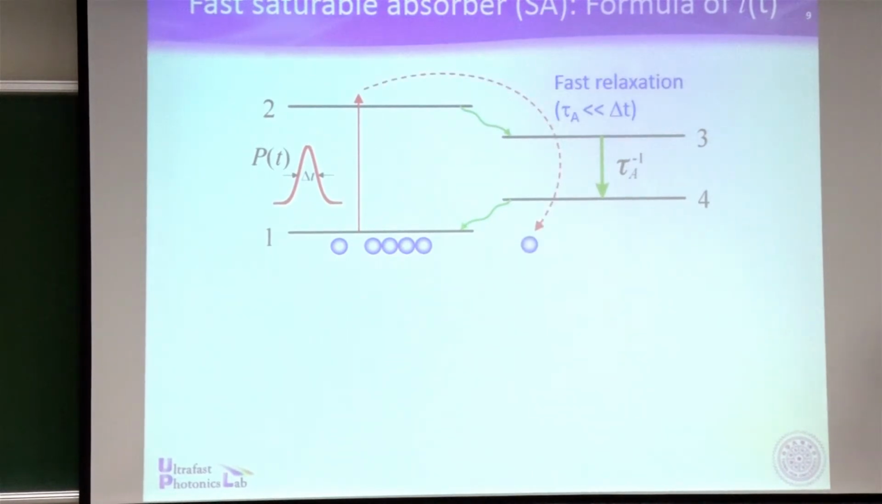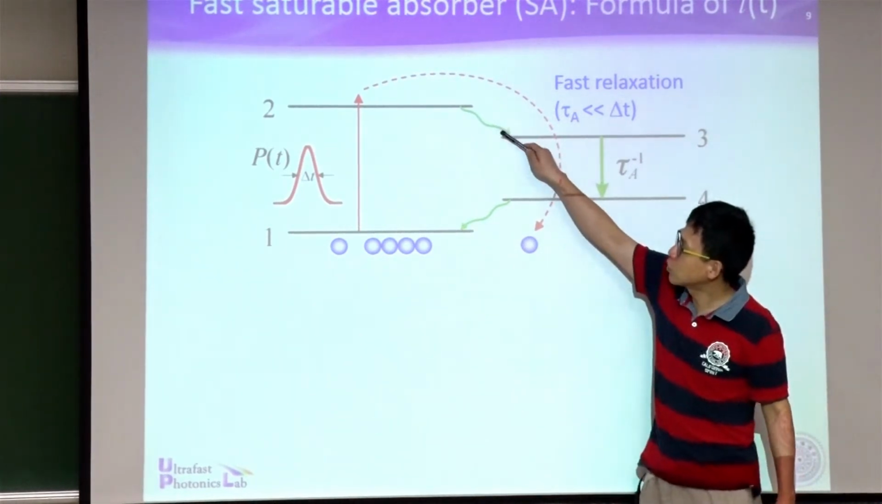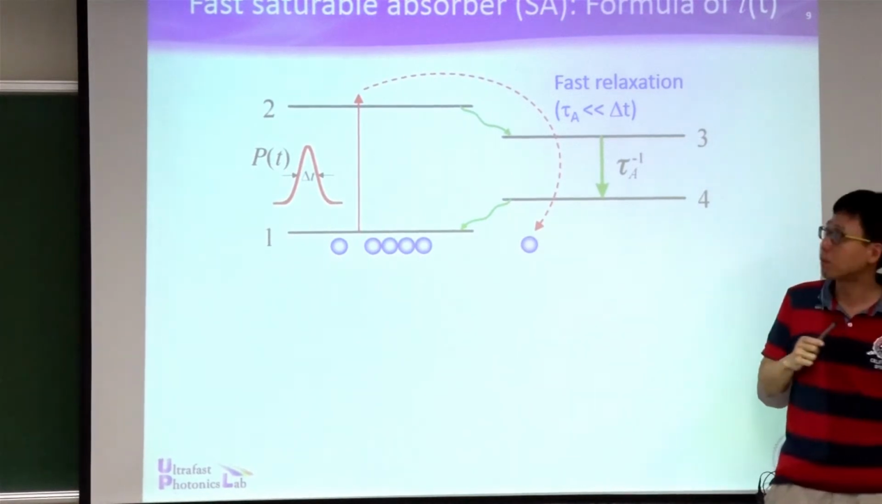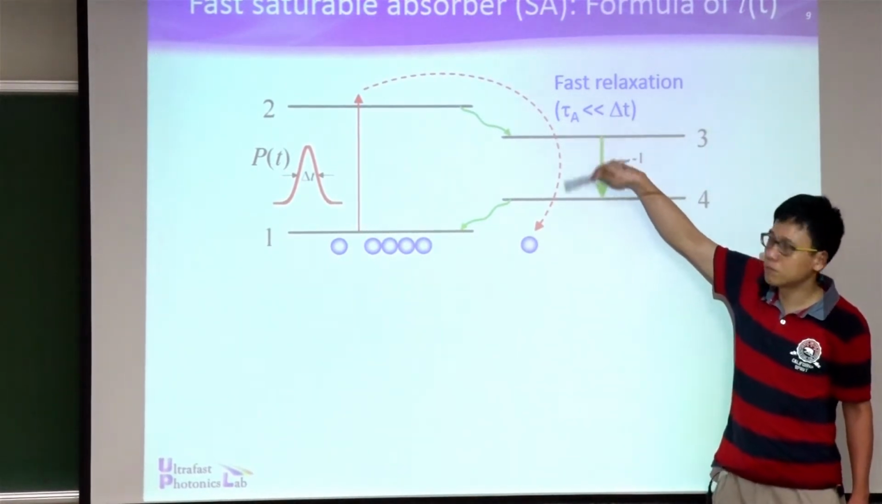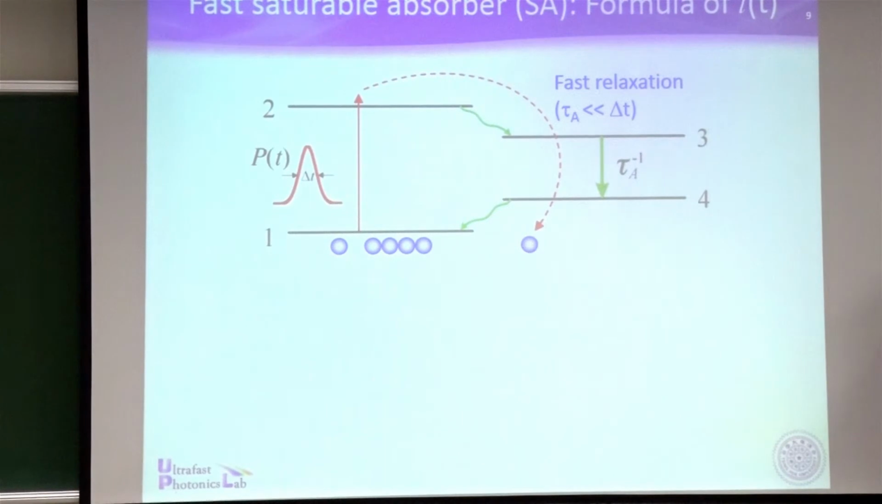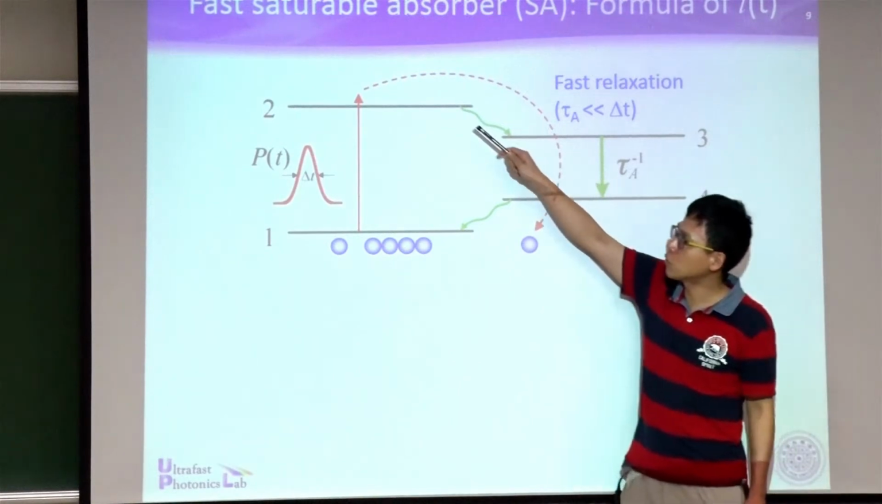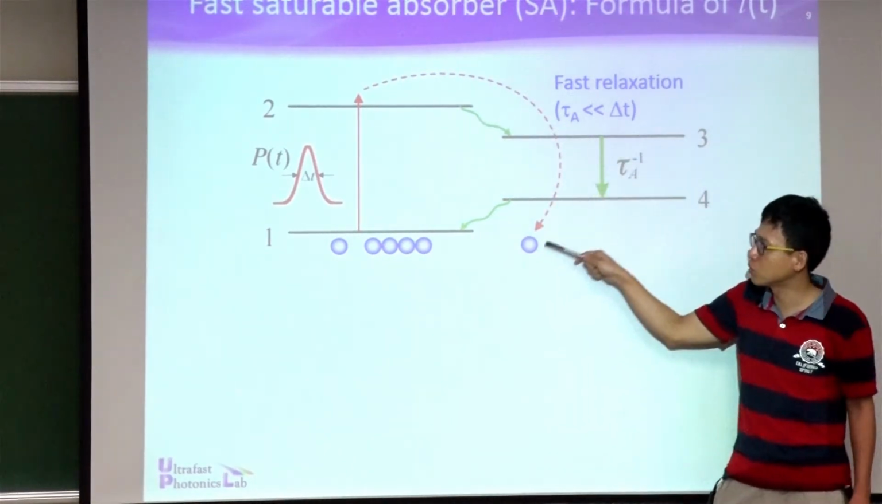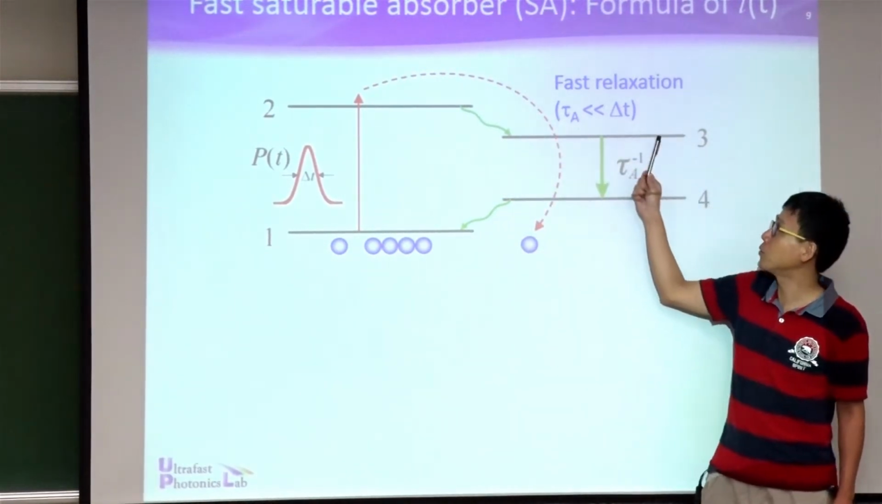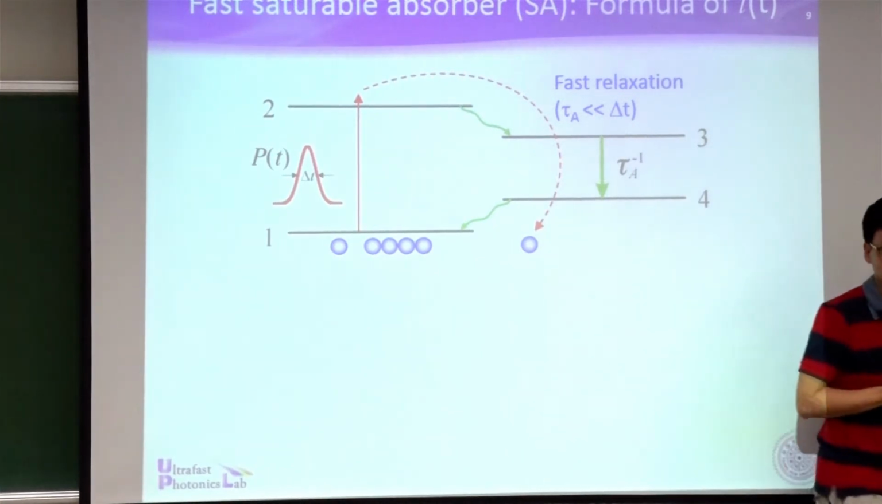Then, if the material belongs to the fast spectrum absorber, it means not only the two relaxations are fast, but also the relaxation between level 3 and 4 is very fast. So you have 3 fast relaxation processes. In that way, you can imagine the electron on level 2 will be quickly dumped to level 1 by way of levels 3 and 4, of course.